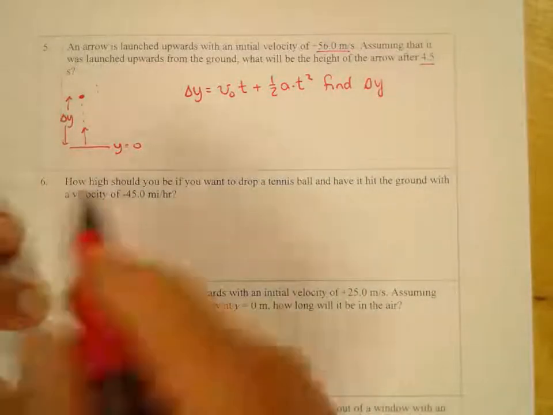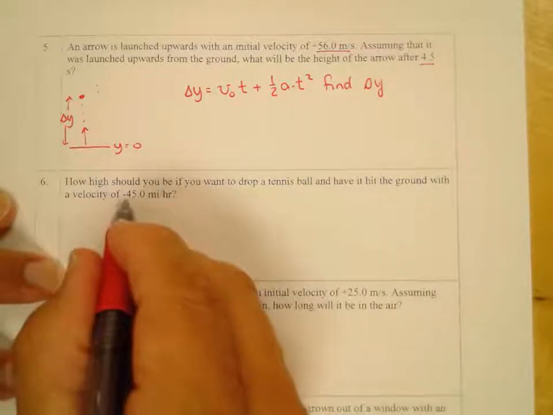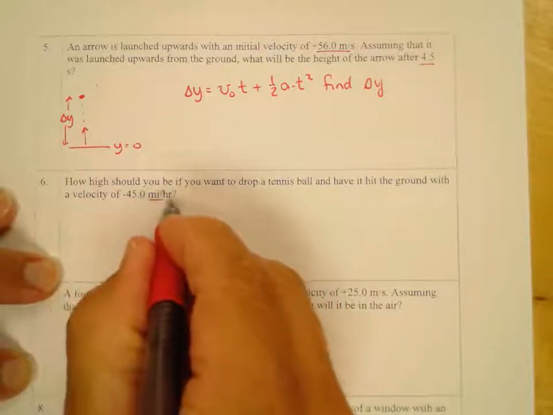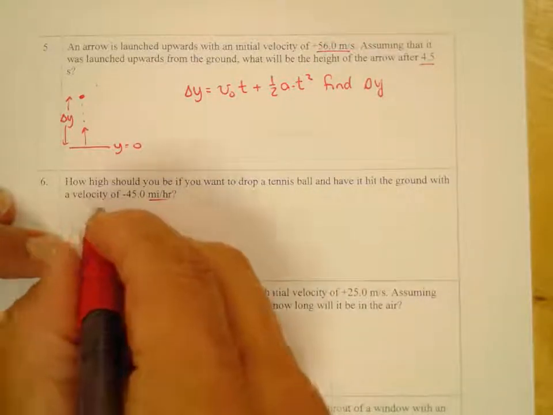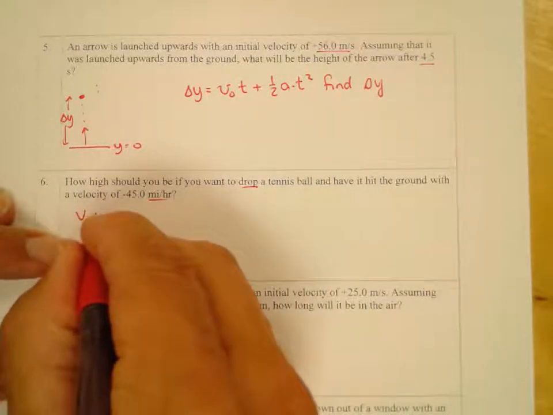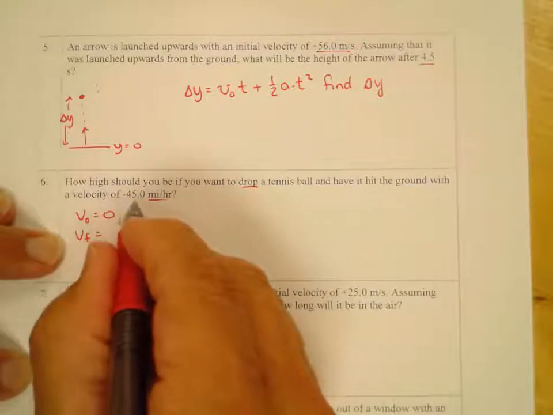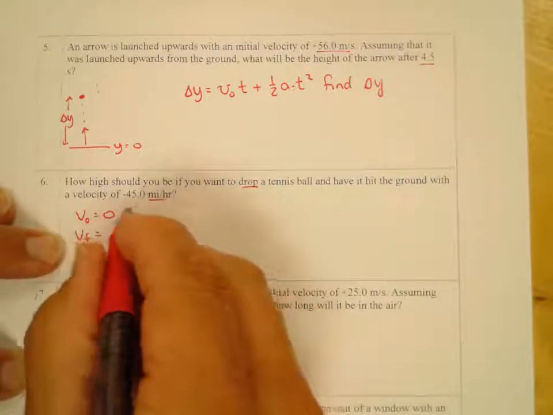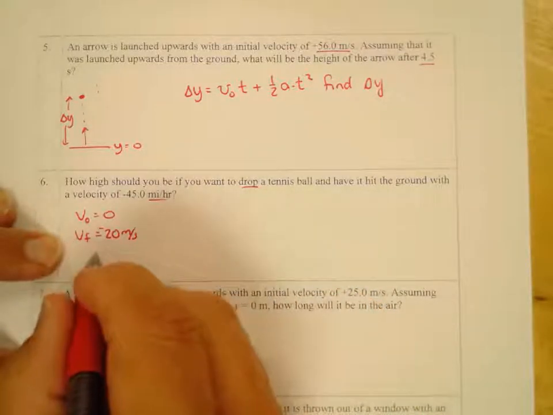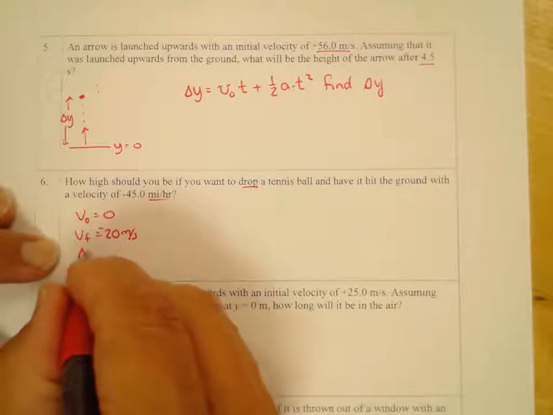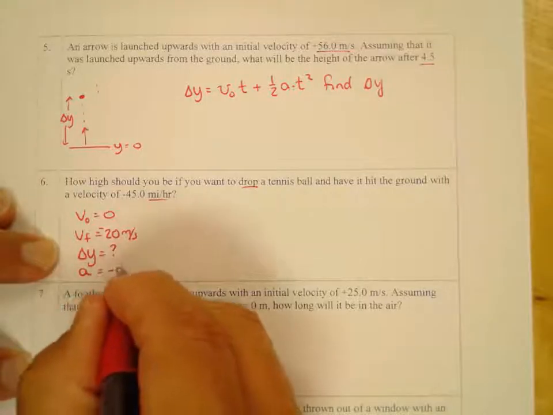This one says, how high should you be if you want to drop a tennis ball and have it hit the ground with a velocity of negative 45 miles per hour? The first thing you have to figure out is, when it hits the ground, that's the final velocity. So we're going to drop it, so the initial velocity is going to be 0. The final velocity is going to be whatever this is in meters per second. You'll have to do a conversion. So let's say that's negative 20 meters per second. And we want to know how high you should be, so delta y is what we're looking for. And of course we know the acceleration is negative g.